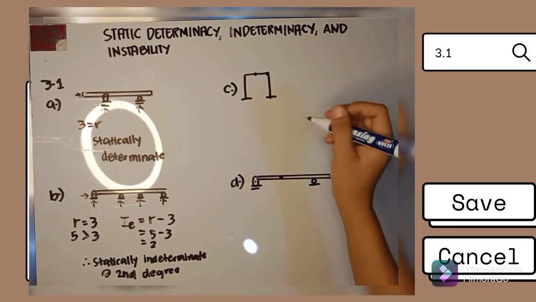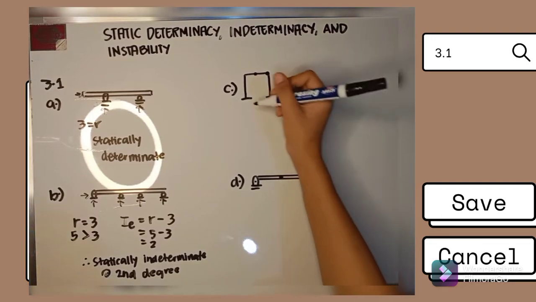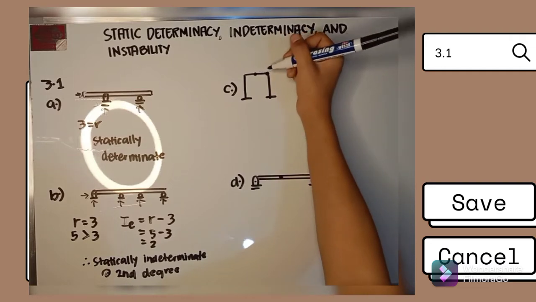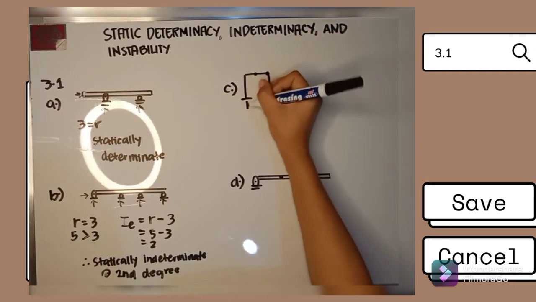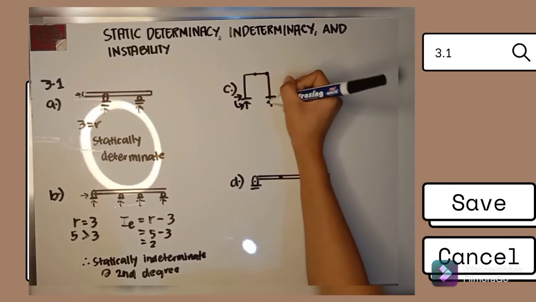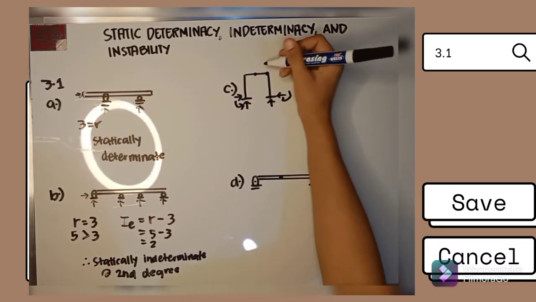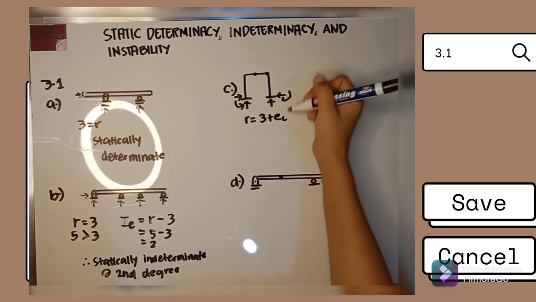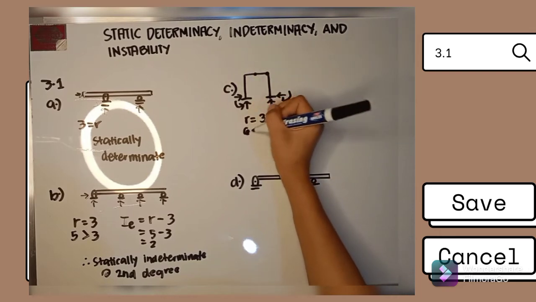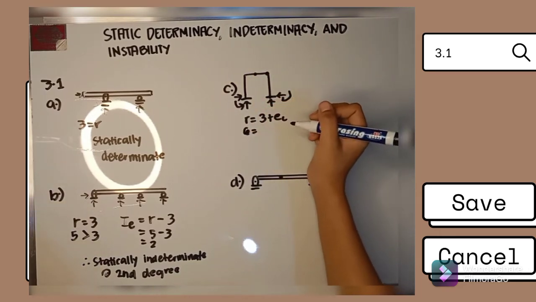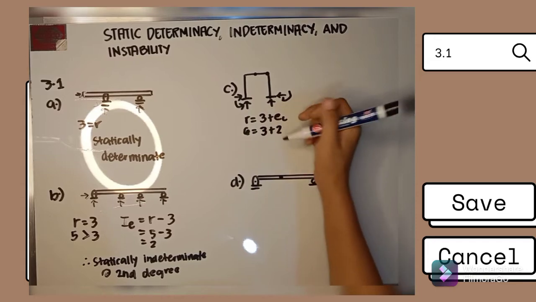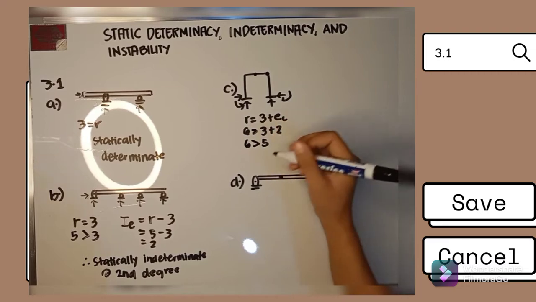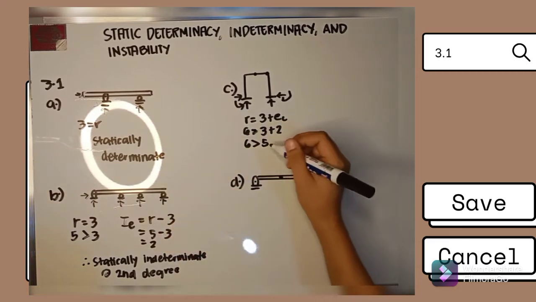For letter C, we have here a frame that is fixed on both A and B and has 2 internal hinges. So, when fixed, it has three reactions. And R is equal to 3 plus EC. EC is the internal hinge here. So, 6 is compared to 3 plus 2, so that is 5. Meaning, 6 is greater than 5. Meaning, just like letter B, this is statically indeterminate.